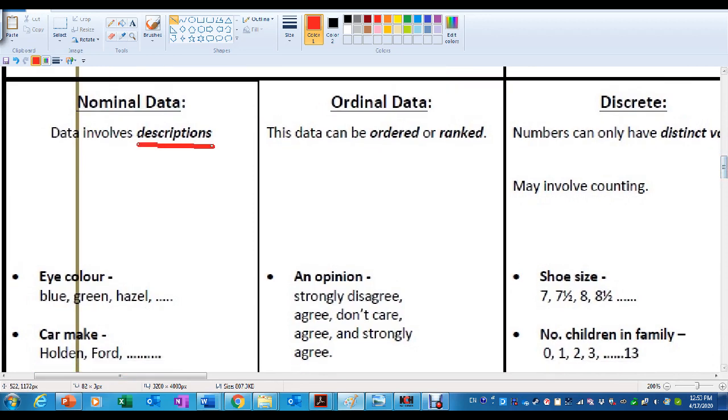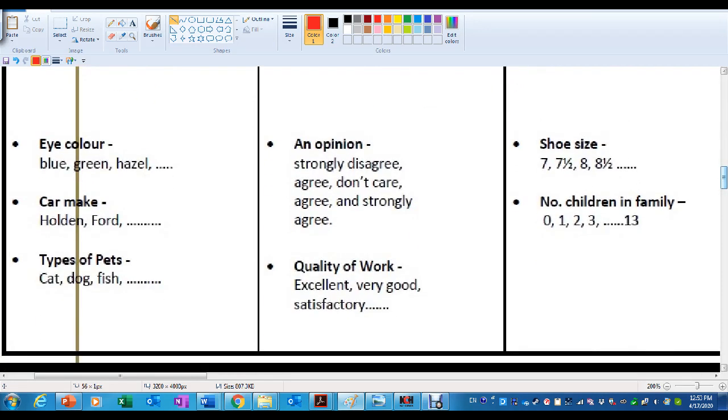On the other hand, we have ordinal data. Remember that the word ordinal comes from order. So for this type of data, you can see some sort of ordering or ranking. For example, when you are asked for an opinion, such as how good is a math video, the statement is that the math video is very good, and you could strongly disagree or you could strongly agree.